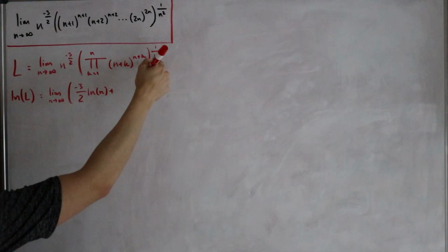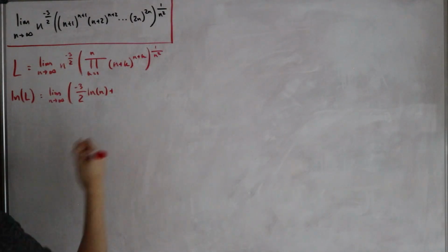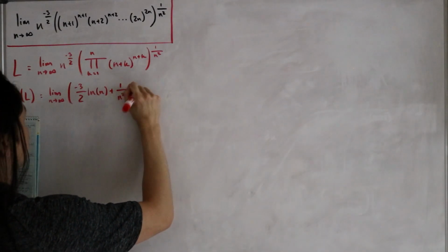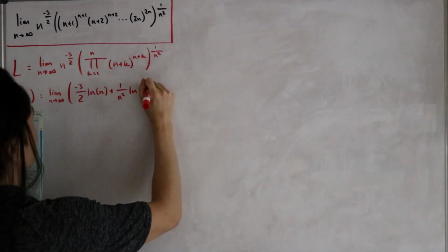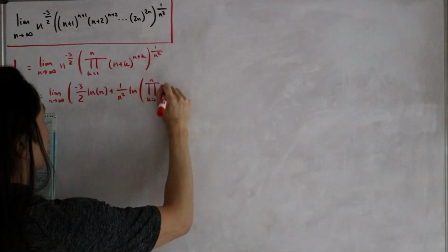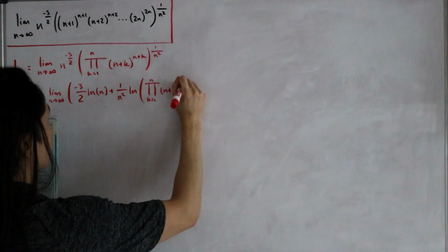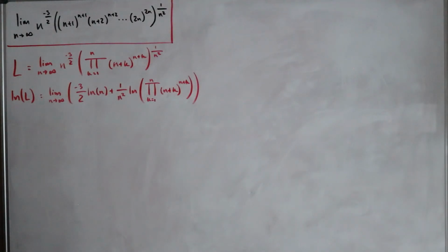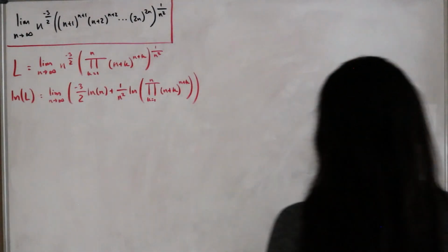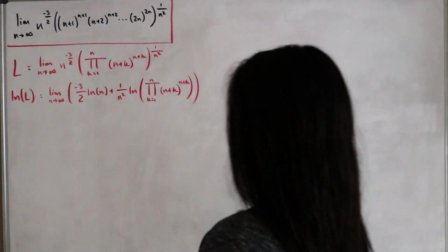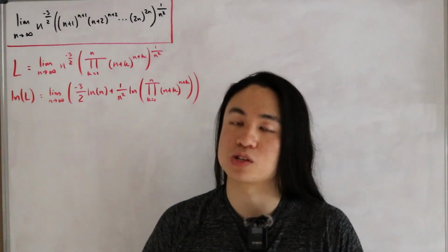I can bring down the 1 over n squared to the front as well: 1 divided by n squared times the natural log of our product series, k equals 1 up to n of (n+k) to the power n+k, and then close that off. As I mentioned, with the continuity, as we take the natural log of a product series, we can switch it so that it becomes a summation of natural logs.